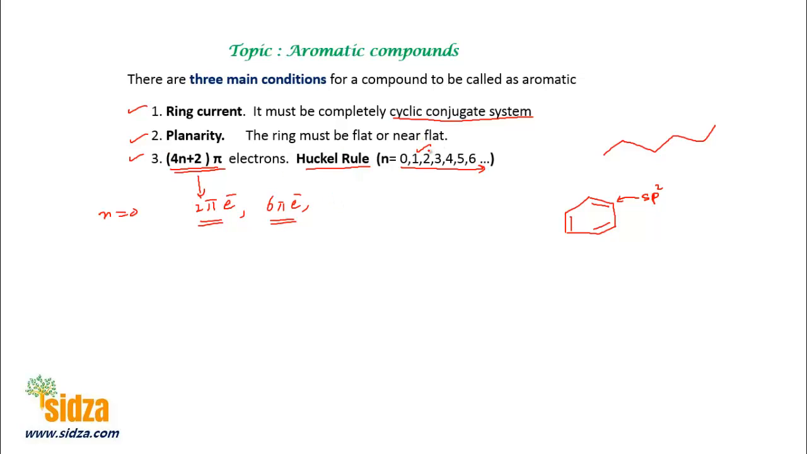If n value is 2 here, so we can say 4 into 2 plus 2, 4 into 2 is 8 plus 2 is 10. So a 10 pi electron system can be aromatic. And if it is 3, then you can say a 14 pi electron system, and like that. So that means a molecule that obeys the Huckel rule contains either 2 pi electrons, 6 pi electrons, 10 pi electrons, or 14 pi electrons. Only these values in terms of number of pi electrons, we can call aromatic. Just like benzene, it has 3 pi bonds. Actually, 3 pi bonds means that there are 6 pi electrons in the ring. There are 6 electrons under resonance in the conjugated system. So it's an aromatic compound.